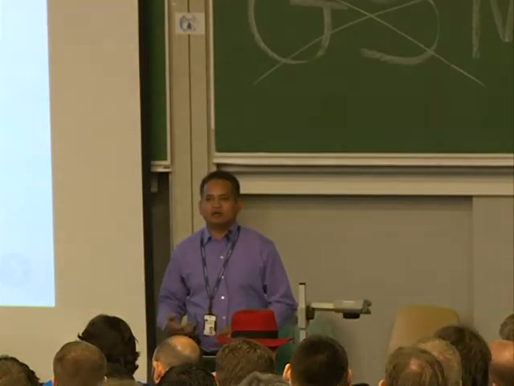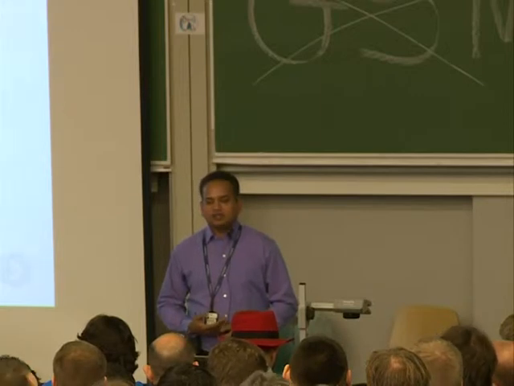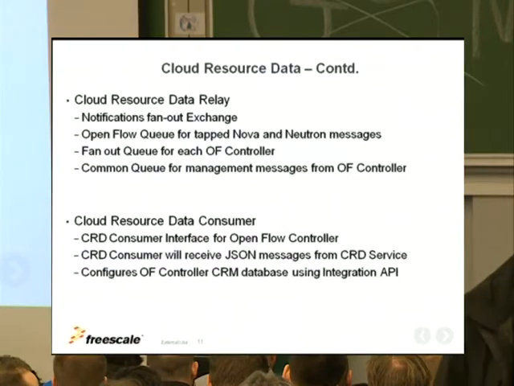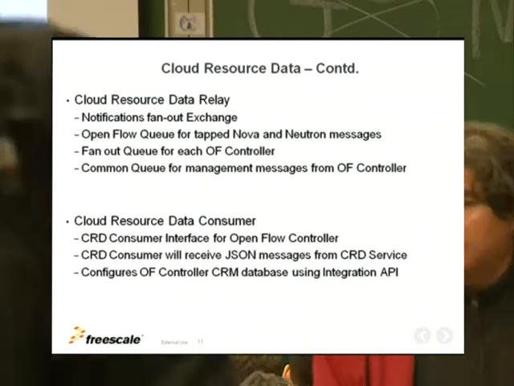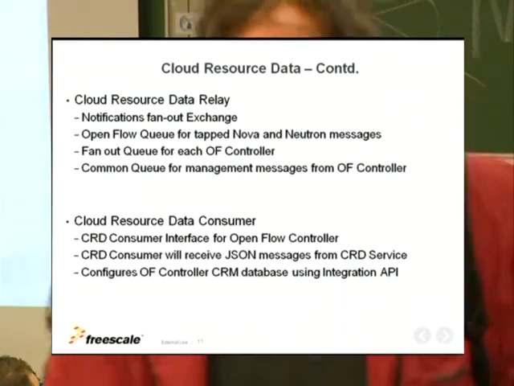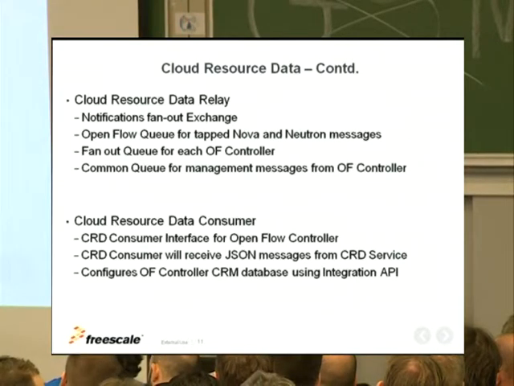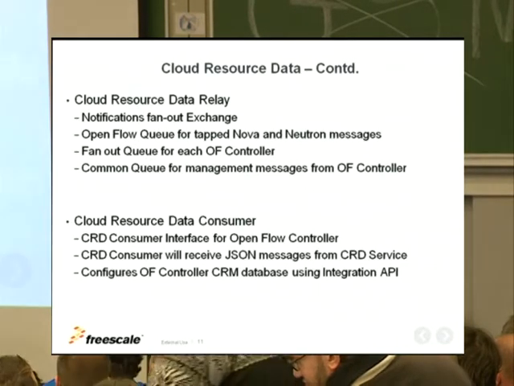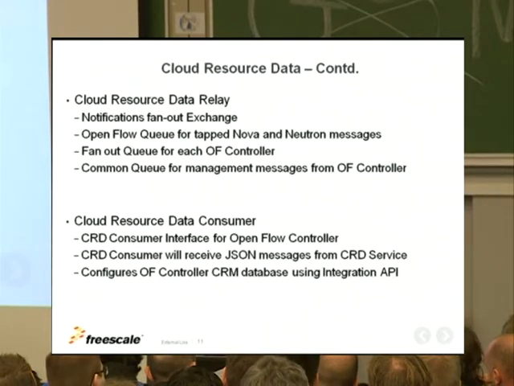We can have multiple OpenFlow controllers deployed in the network. So there is a common queue for the management messages from the OpenFlow controller to the cloud resource discovery. And we have the cloud resource data consumer, where there is a direct interface between it and the OpenFlow controller, so that the data collected from the CRD of the OpenStack controller will be passed on to the OpenFlow controller.